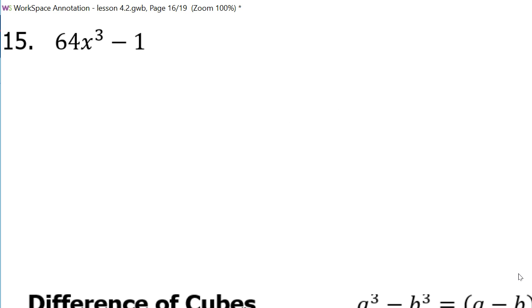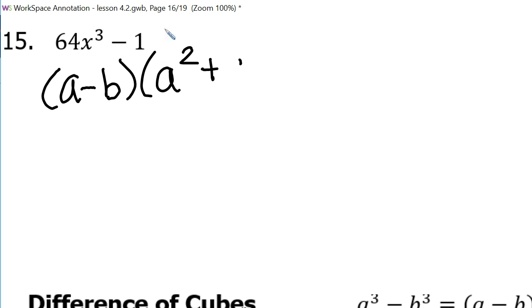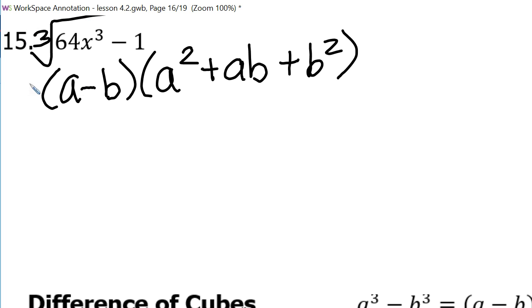Number 15, is this a sum of cubes or a difference of cubes? Difference of cubes. So the formula is A minus B, and a trinomial, everything's positive: A squared plus AB plus B squared. Take your cube root. So what's the cube root of 64x to the third? 4x. Then the minus sign. What's the cube root of 1? Cube root of 1 is 1.